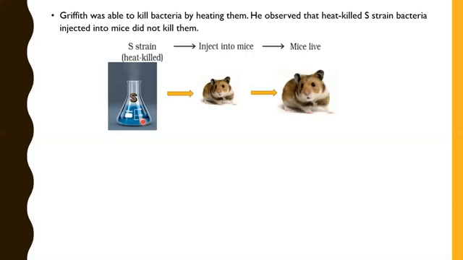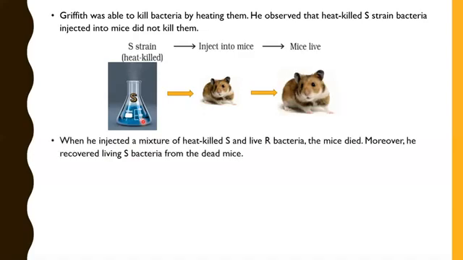So what does it say? It says that when the pathogens are killed, when the pathogens are inactive, such dead pathogens are not able to cause the disease. He continued his experiment. In the next step, he injected the mixture of heat-killed S strain cells as well as living R strain bacterial cells into the mice, and the mice died.